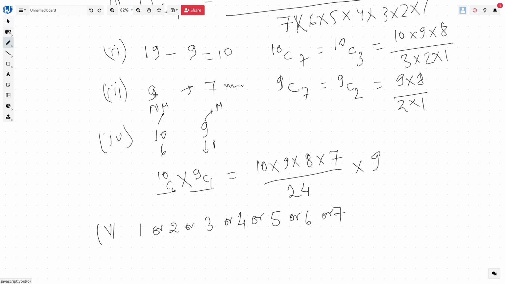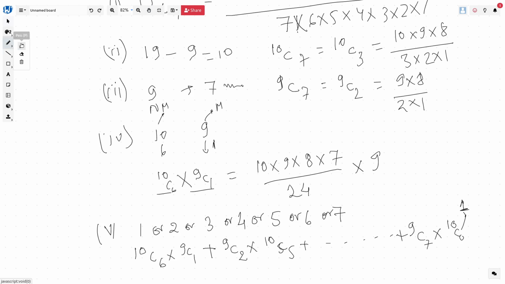So by the same logic, the 1 from mathematics will be 10C6 into 9C1, or for 2 from mathematics, we choose 2 from mathematics, and from the rest 10 we have to choose 5, right? So you do the calculation for all of this, and all 7 from mathematics will be nothing but 9C7 into 10C0, which is again 1, because the empty set is always a subset, right? So that is 1. So you have to add all this.